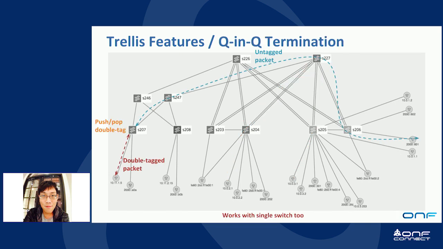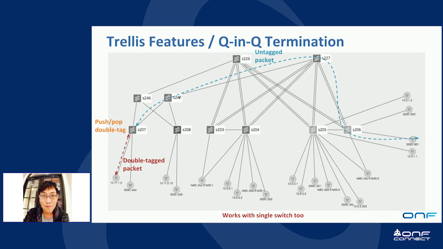And then this is Q-in-Q termination. I talk about this also a little bit. So basically what we have is that we have some access device. Let's say it's probably an OLT, and the subscriber traffic coming from the access device is double VLAN tagged. So what happens is that the double-tagged packet comes into the leaf switch, and here it actually pops both tags. So coming out this way, the blue line is actually an untagged packet.